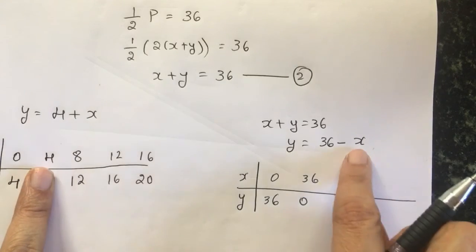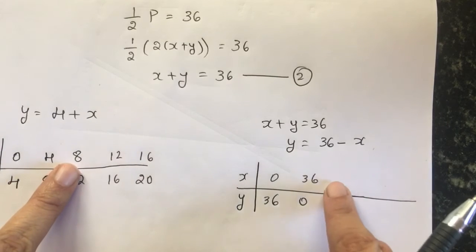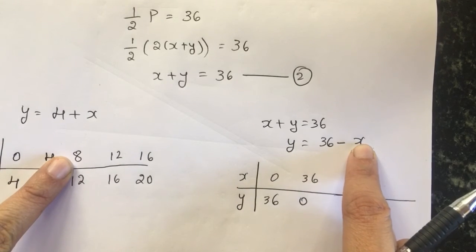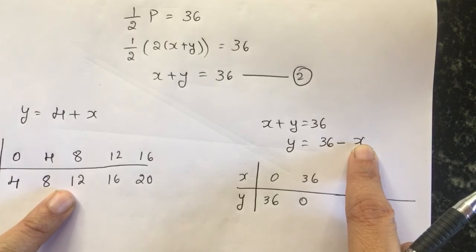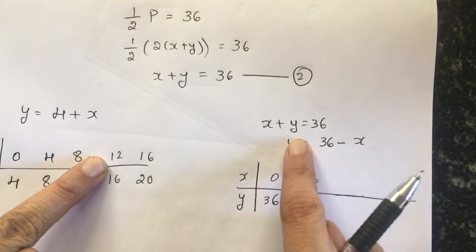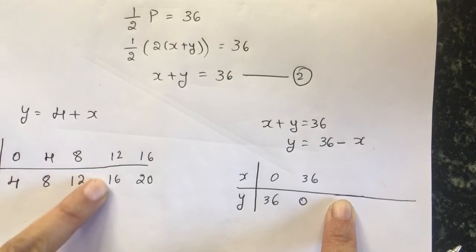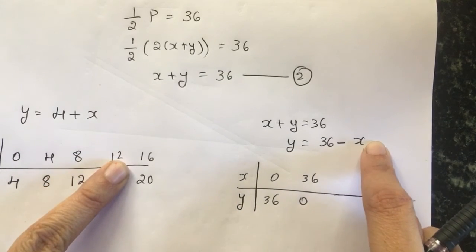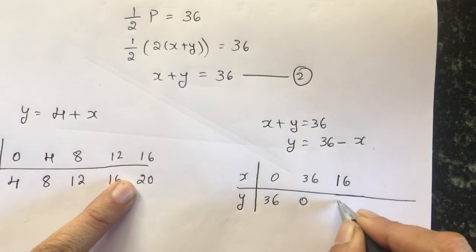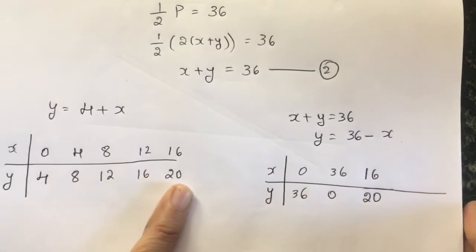You give 4 to this, then you are getting 32. It is not matching with this. If you give x equal to 8, then you are getting 28. Again, it won't match. When x equal to 12, y will be 24. This is not matching either. You give x equal to 16. There it matches. The value of y will be 20. Okay, you try to see like that.